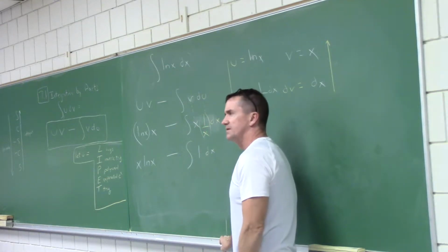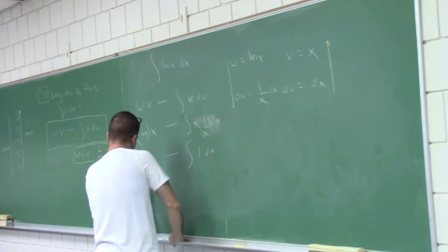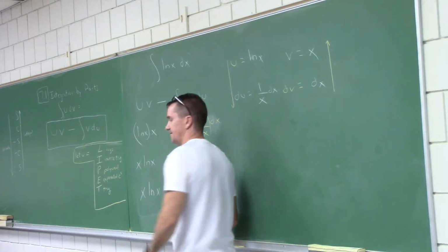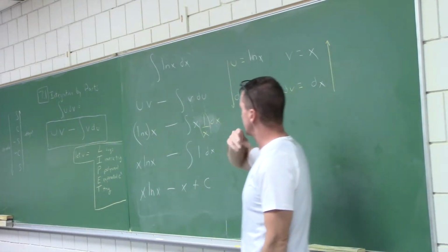So what's the integral of 1? 0? No, that's the derivative. It's x plus c. So x ln x minus x plus c. And we'll take Connor's advice. Once you all have that, let's go back and put some limits on here.